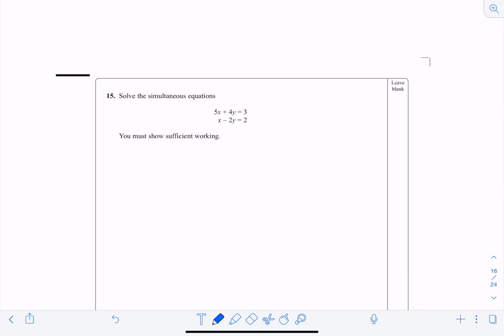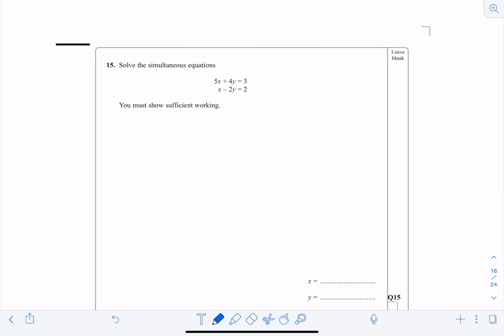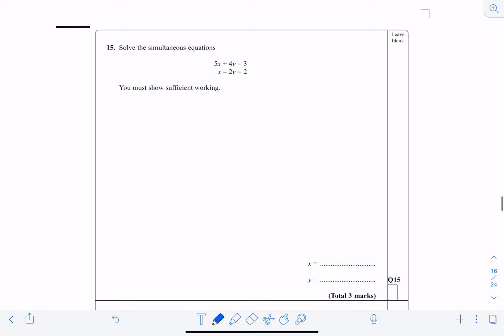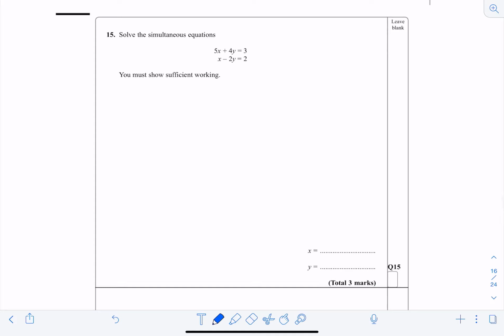Solve the simultaneous equations. Right, now this we haven't done, but it's doable. What are we going to do? Okay, it doesn't say if I use elimination or substitution, so I'm going to use substitution because I like it. I'm going to choose this equation here, and it says x minus 2y equals 2. So I'm going to get x equals 2 plus 2y. Okay, so now I have x in terms of y, and I'm just going to substitute that x into there.